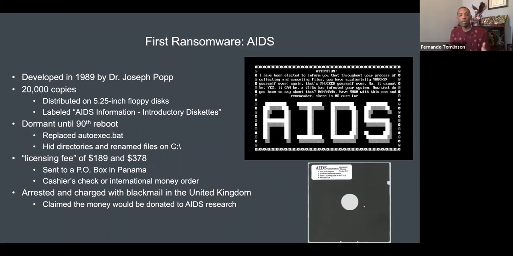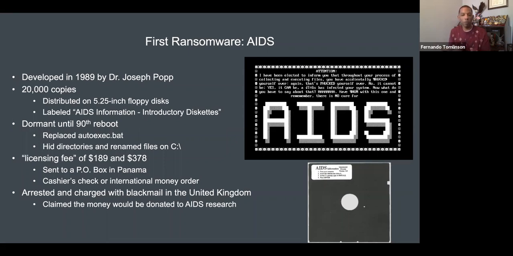Now, at the time, they termed the fee a license fee, and it was either $189 or $378. But as we look at technology at the time, they wanted you to send this to a PO box in Panama, and it wanted to be a cashier's check or international money order, right? So automatically, we see that for that time, a PO box probably made sense. A cashier's check certainly makes sense, but we may not see that type of tactic being used today.